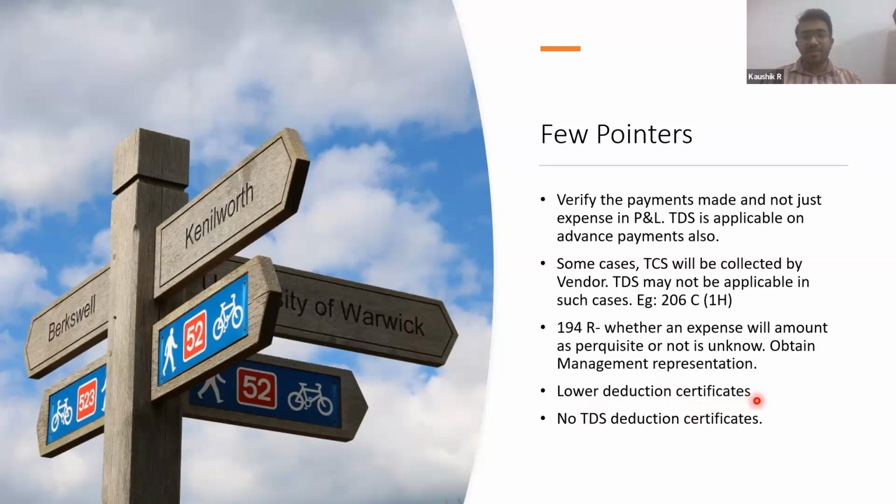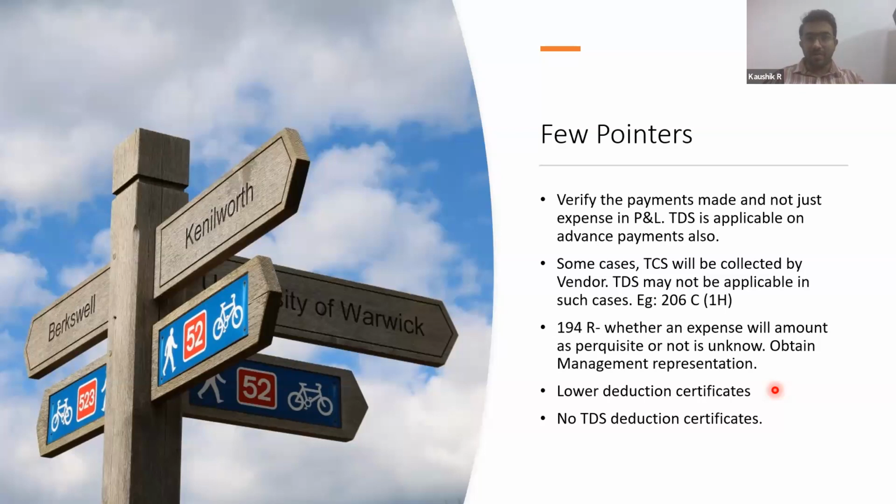Then the next point that we discussed is the lower TDS, lower deduction certificates. Sometimes our vendors start giving us lower TDS deduction certificates or no TDS deduction certificates. We have to maintain these documents. We have to have our working papers. We have to create documentation. We have to keep everything ready for filling up this table. Is it clear?